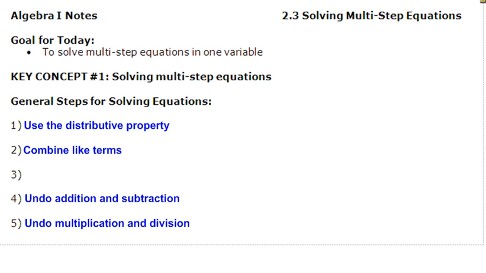Today we're going to be going through 2.3, solving multi-step equations. Yesterday we just looked at two-step equations, and we only looked at step 4 and step 5 for our general steps, undoing addition and subtraction, and undoing multiplication and division. Today when we solve multi-step equations, we're also going to have to use the distributive property and combine like terms.